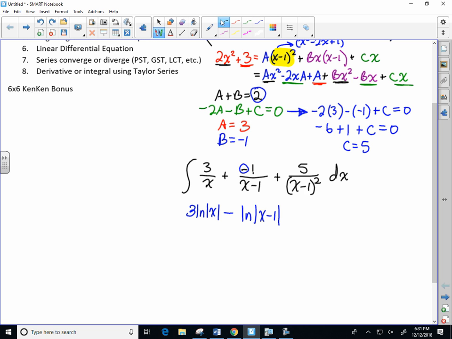But the last part, you might do a little u substitution, but since the derivative of the inner function is not anything other than 1, there really isn't anything to do. So what I'm going to do is rewrite it as 5 times x minus 1 to the negative second and apply the reverse power rule. All right, so increase the exponent by 1, you get x minus 1 to the negative first. Divide by that new exponent, so it's really negative 5.